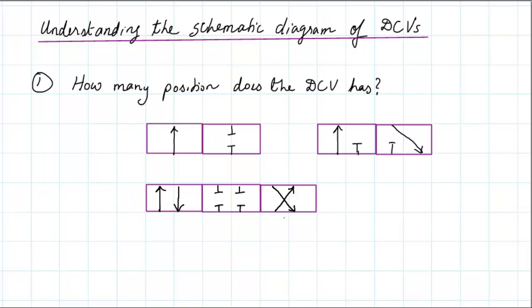So here I am having 3 positions. Okay, so the first thing that we have to take care of is what is the position, or how many positions does the directional control valve have, and that is given by the number of boxes that are drawn.